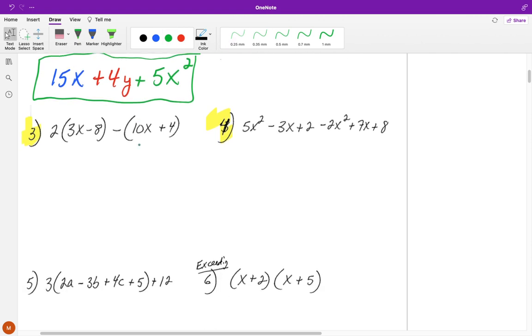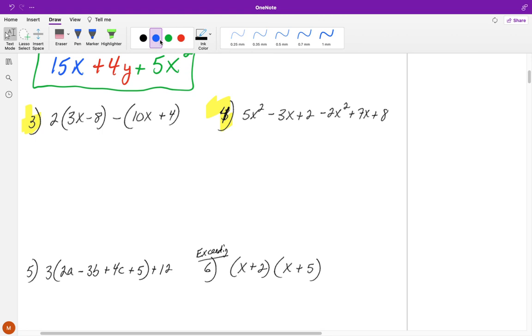All right, so for number 3, remember parentheses mean multiply, and everything needs to be multiplied by this 2. So I'm distributing the 2 in. And 2 times 3x is now 6x. And 2 times negative 8 is now minus 16. And when there's nothing written here, like if I just write an x, it's understood that we have one of those. So we know that there's a number 1 in front of that, even when it's not written, it's implied.